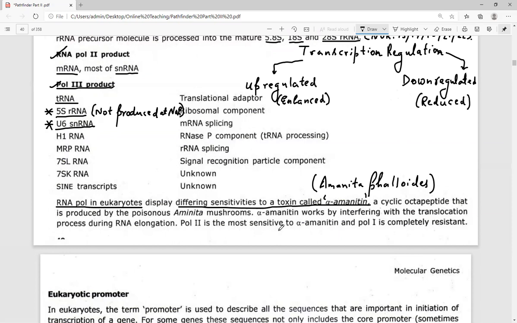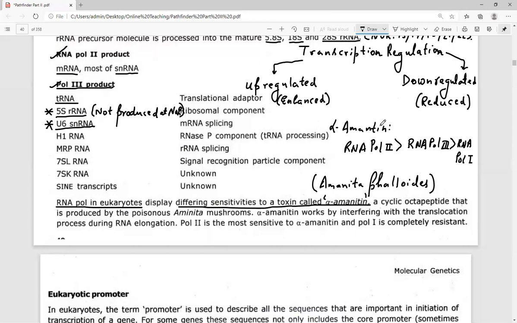RNA polymerase 2 is most sensitive, and polymerase 1 is completely resistant. So the sensitivity will follow the following order: RNA pol second being the most sensitive, followed by RNA pol third, and followed by RNA pol first. These are the RNA polymerases that show different sensitivity to alpha amanitin.